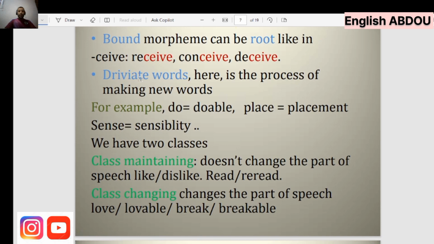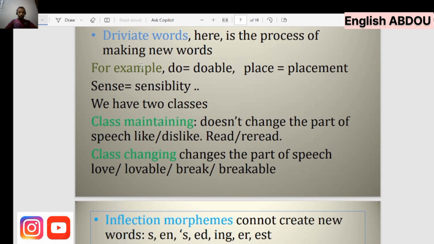Now, derivational words. Here is the process of making new words. For example, we have do, doable, place, placement, and so on. So do is a verb, and it becomes an adjective. And here place is a noun and becomes a noun too. Sense, sensibility, it is a noun and a verb according to the context.